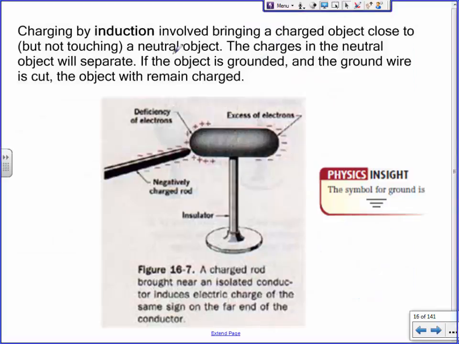Okay, here's that induction concept again. I already kind of showed it to you, but here's another slide of it. Induction is not touching. It's that action at a distance. If I were to bring the rod closer right here, the negatively charged rod's electrons all go to the other side. Just like here, all the electrons went through the metal down into the leaves, and that's why you can see the leaves separate from each other.